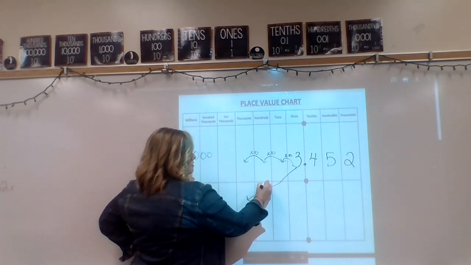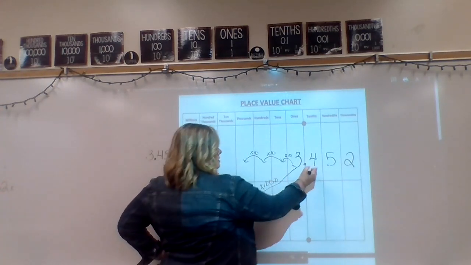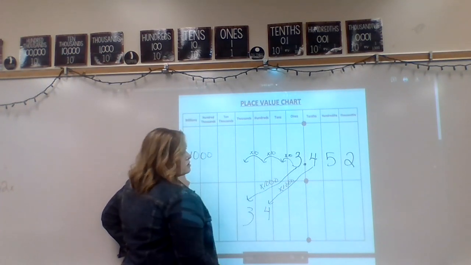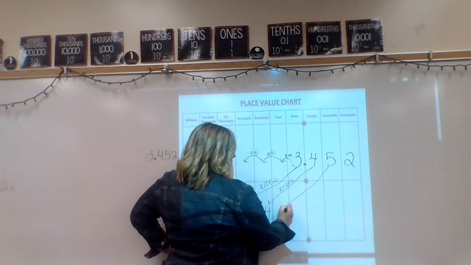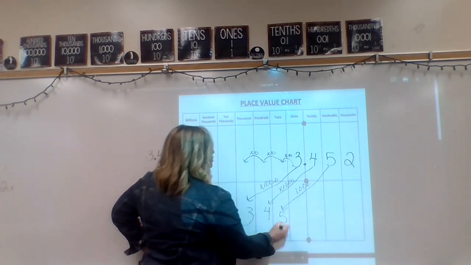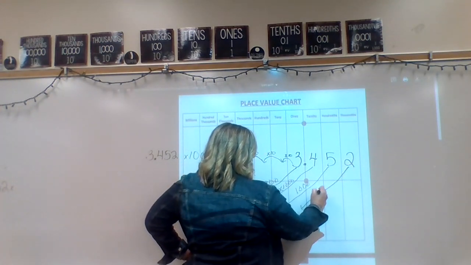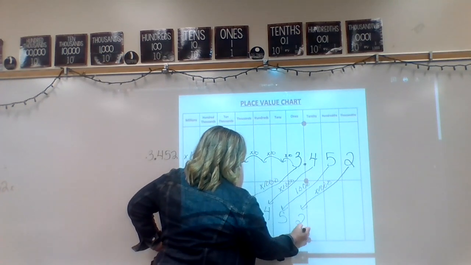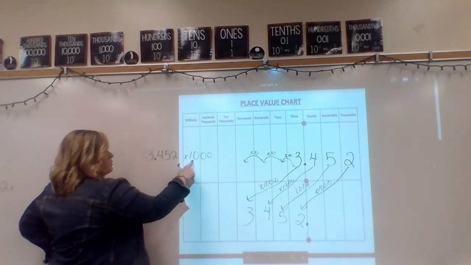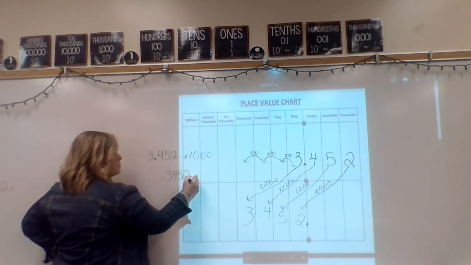1, 2, 3. The 3 is going to move all the way over to the thousands place. Times 1,000. The 4 moves to the hundreds. 5 times 1,000. The 5 moves to the tens place. And the 2 thousandths times 1,000. The 2 is going to move to the ones place. Now your decimal point is all the way at the end. So 3 and 452 thousandths times 1,000 is equal to 3,452. And my decimal point is at the end.